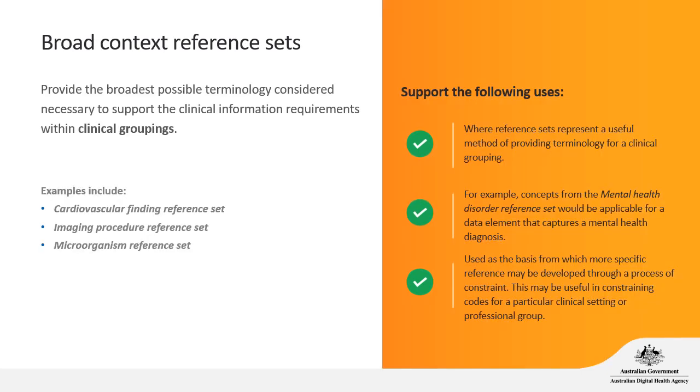Broad context reference sets provide a broad set of terminology within a clinical grouping. For example, the cardiovascular finding reference set includes all clinical finding concepts that describe a cardiovascular related finding. Broad context reference sets are useful to represent terminology for a particular clinical grouping or a theme. So as an example, the mental health disorder reference set could be used in a data element that captures a mental health diagnosis. As with the foundation reference sets, broad context reference sets can be used as a base to create a set of codes suitable for a particular clinical setting or professional group.